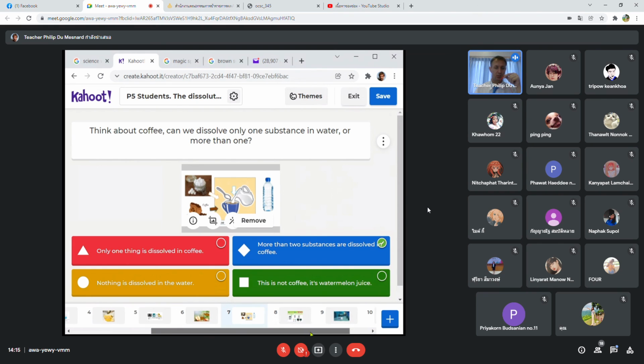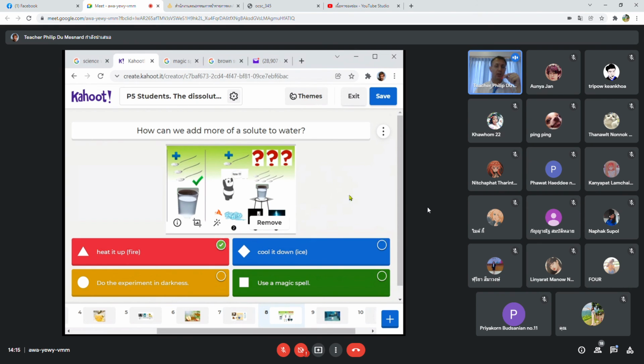Okay, let's continue. So this is like, how can we put more salt in the water? Heat up, fire. That's it, fire or heat it up. That's why if you have coffee or tea, it's very easy to dissolve the sugar because it is hot. If you have the cold juice or the cold coffee, maybe it's not so easy to dissolve the sugar. You can do it, but it's not easy.